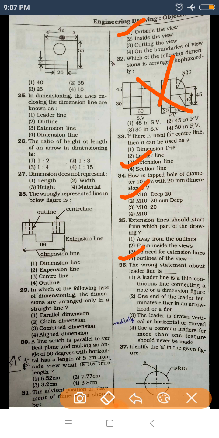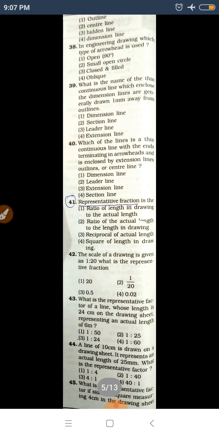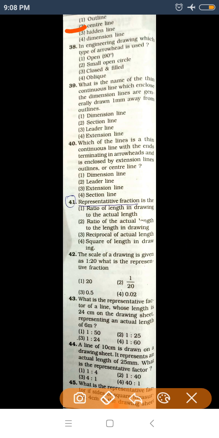4. The wrong statement about leader line. The leader line is drawn vertical or horizontal or curved. The leader line is never a curved line. Identify A in the given figure. It is center line.